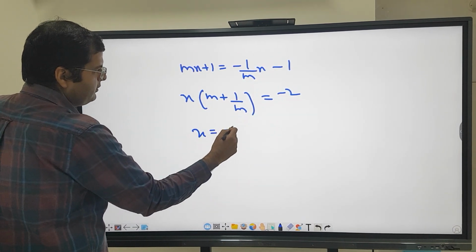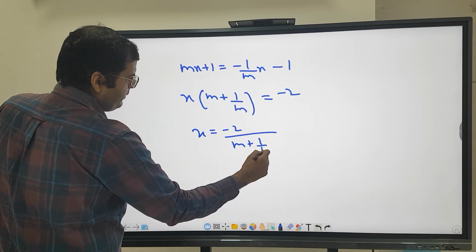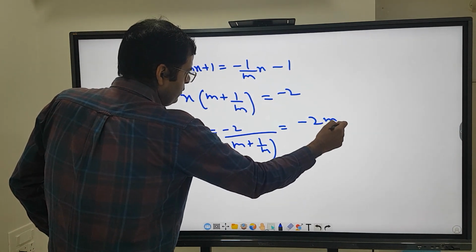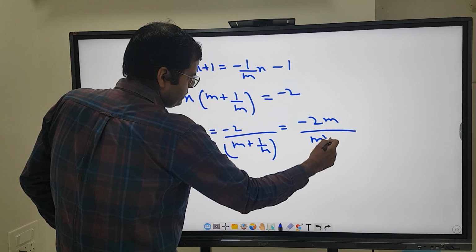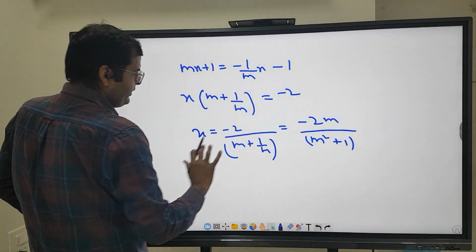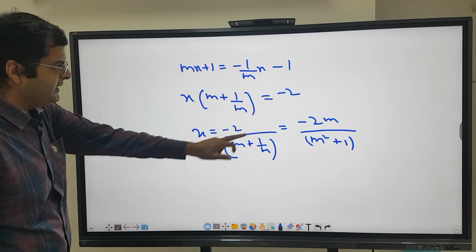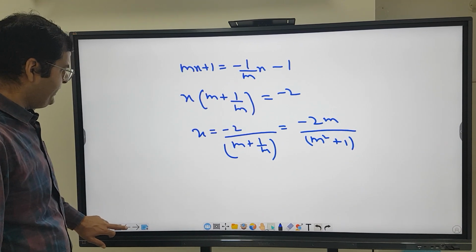So x is equal to -2 divided by m plus 1 upon m, which is equal to -2m divided by 1 plus m square, or m square plus 1. So this is the x coordinate. If I find the y coordinate, I'll plug the value of x as -2m upon m square plus 1 in any of the equations.